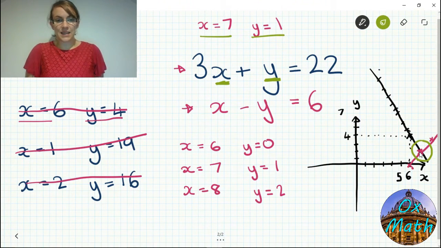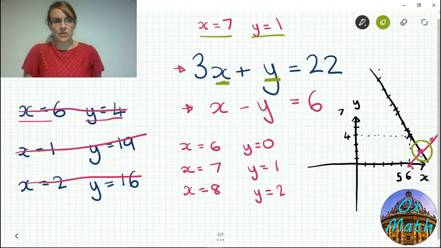But if we add in a second equation, that gives us enough information to be able to solve and find the exact two values that work. If we had three unknowns, we would need 3 equations, 4 unknowns, 4 equations. So you need as many equations as you have unknowns to be able to find an answer.